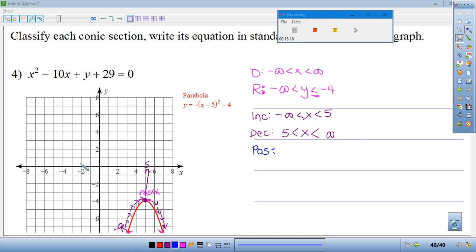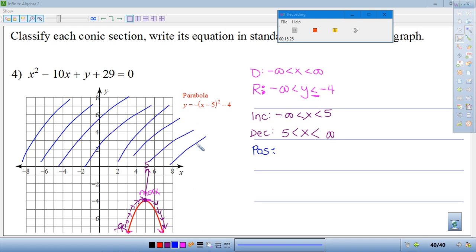Okay, now positive. Positive is when it's above the x-axis. But notice, it's never above the x-axis. So there is no interval, none, or don't say 0. You can say the null set. This is called the null set, which is this set notation, and that's the null symbol. It looks like an O with a line through it. Negative: well, it's always below the x-axis. So it's negative for all real numbers. Or you could have said negative infinity to infinity.